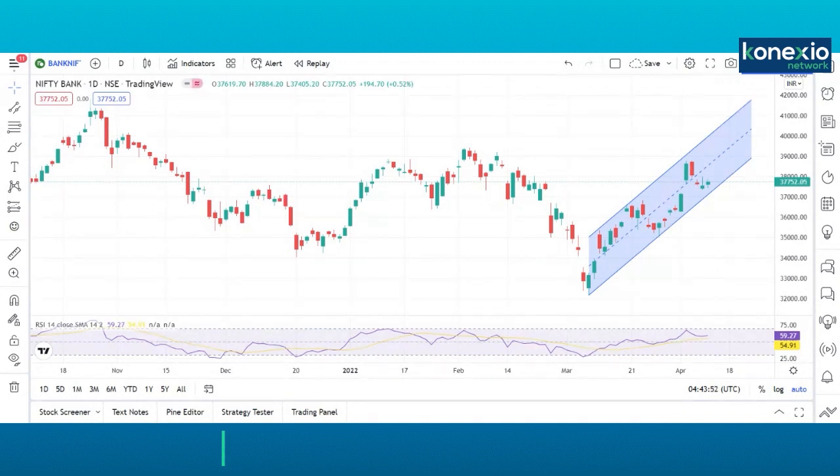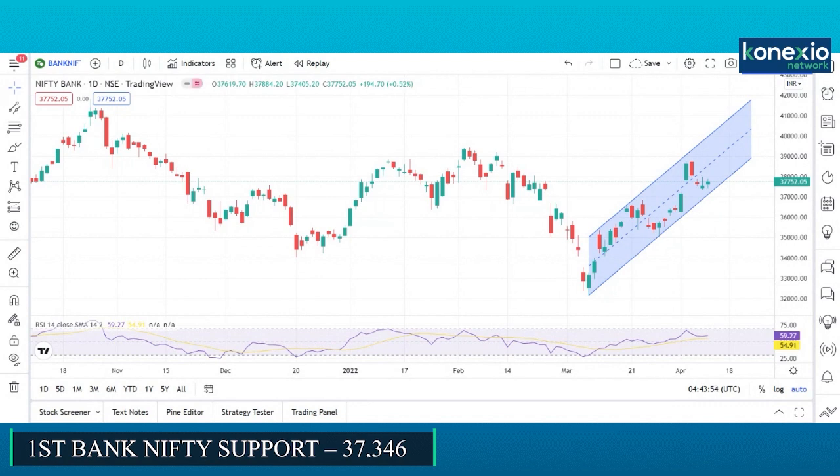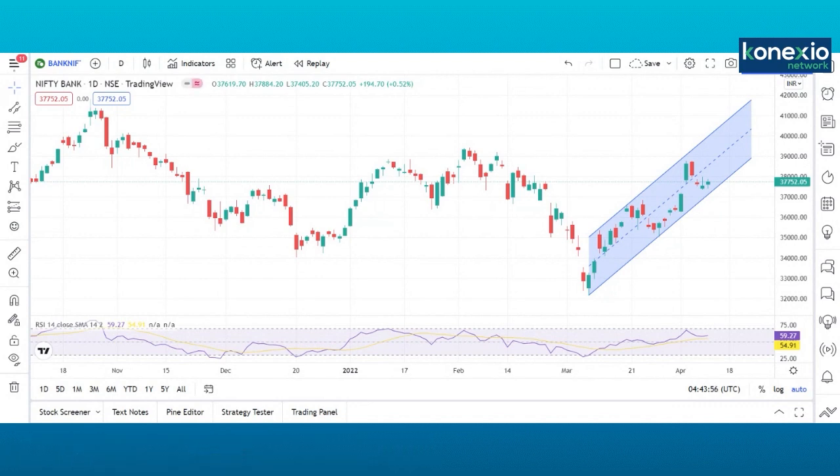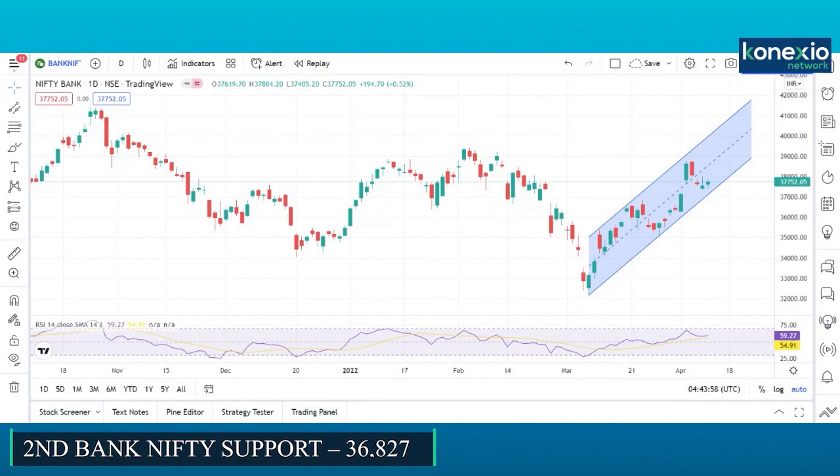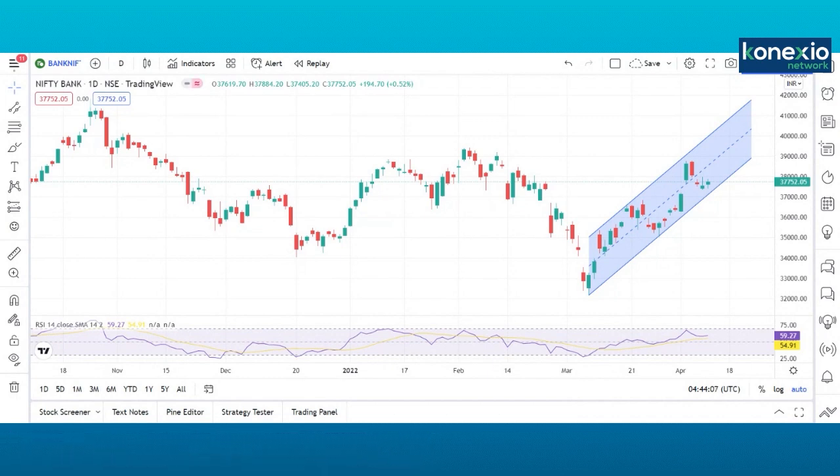The first support in the Bank Nifty is placed at 37,346. Then second support is placed at 36,827, and third support is placed at 36,242. These are the important supports for the next week.